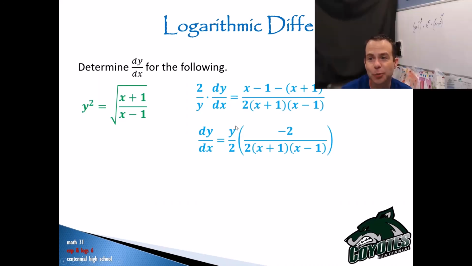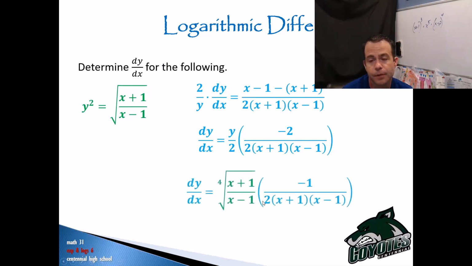Okay, I've got to replace y. But here's the thing: I don't have y right now. I have y squared, and so I'm going to have to square root that. Now, the square root of a square root is a fourth root, right? So if y squared is the root of (x plus 1) over (x minus 1), y is the fourth root of (x plus 1) over (x minus 1), also known as (x plus 1) to the 1/4 over (x minus 1) to the 1/4.